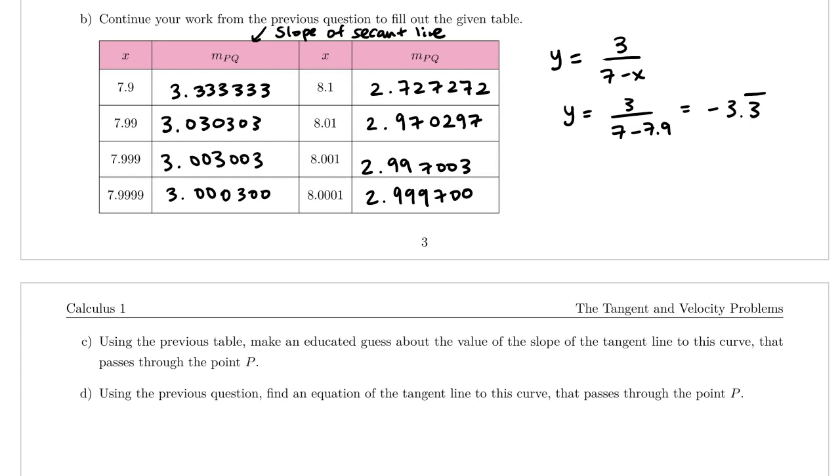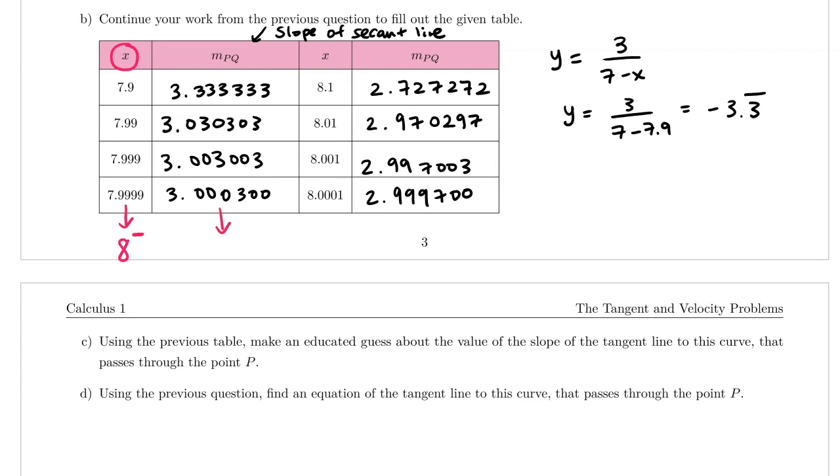Part C says, using the previous table, make an educated guess about what the value of the slope of the tangent line to this curve that passes through the point P. So remember, these are slopes of secant lines, but do you see a pattern in terms of what they seem to be approaching? Because when our x values are getting closer and closer to the number 8, and I'm going to introduce a new notation that we haven't seen in our class yet, I'm going to put a superscript with a negative, and that means that we're approaching the number 8 from the left-hand side. What's happening to these numbers?